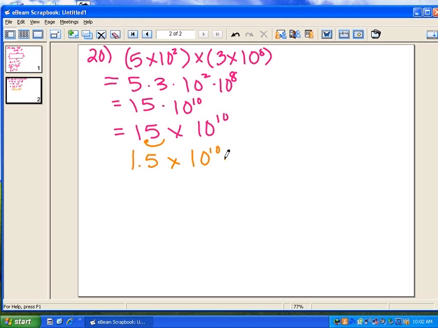From a small to a big. I don't need a negative. I'm going from small to big. I need a 1. So I have to multiply that thing by 10 to the first, right? And now I have bases that are the same, so I can add my exponents. And I get 10 to the 11th.